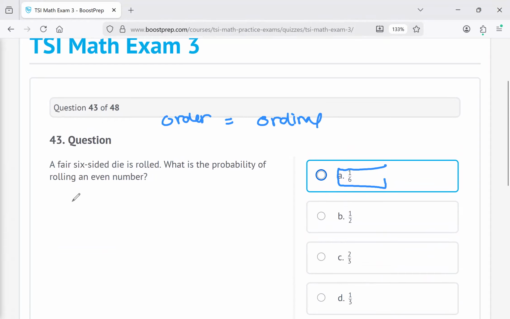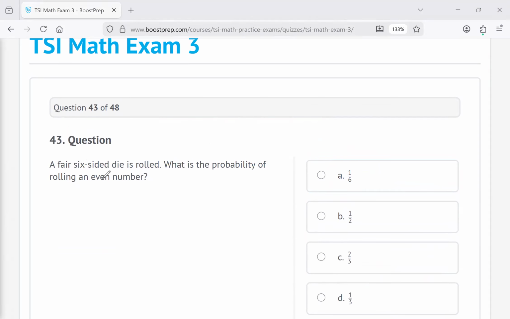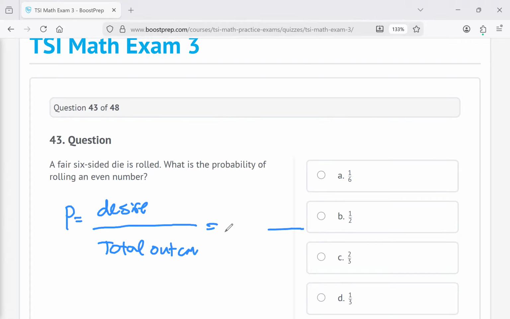Question 43. A fair six-sided die is rolled. What is the probability of rolling an even number? So here we have a probability problem. Probability is total outcomes on the bottom, and on top it's your desired outcomes. It says we have a fair six-sided die, and we're only rolling one die, so the total outcome is six.